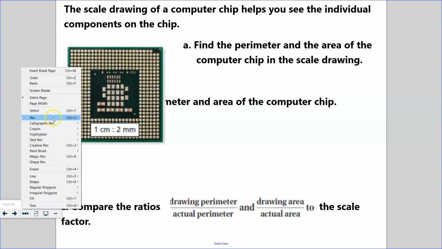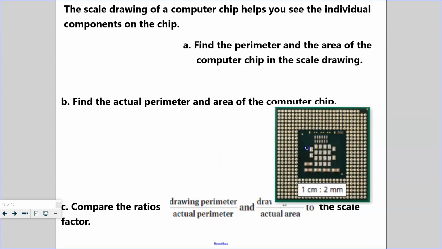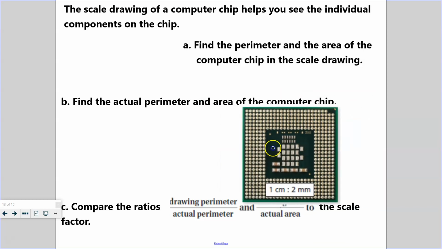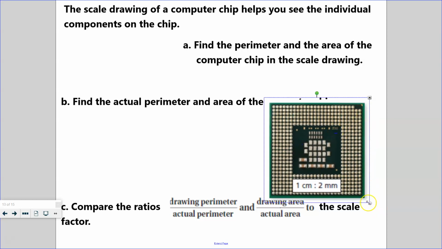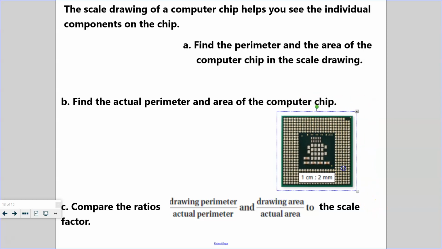That got kind of out of hand. A little smaller. Sorry if that's covering up some of the things on yours. You can see here now.